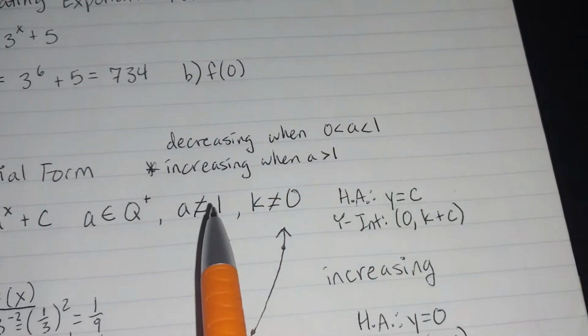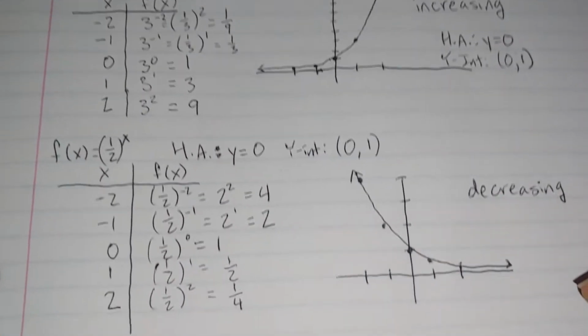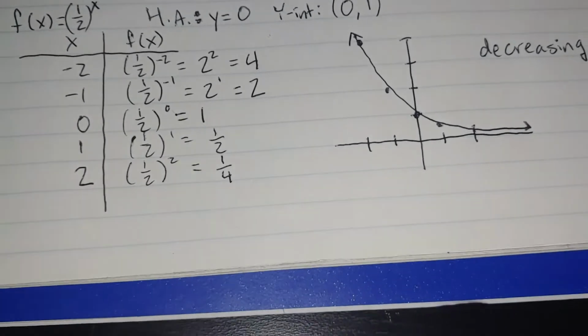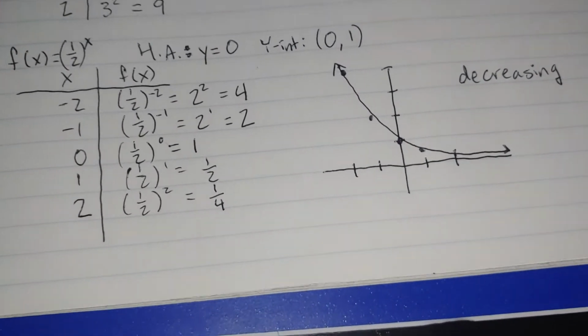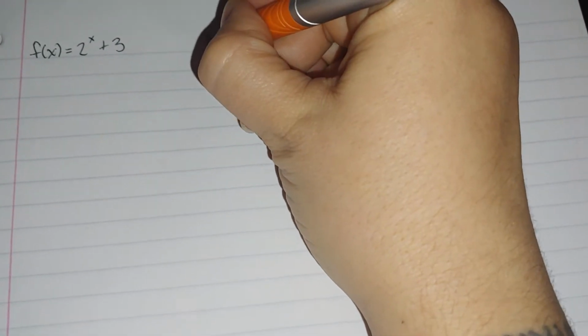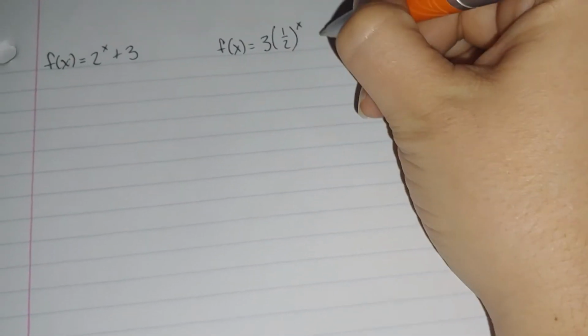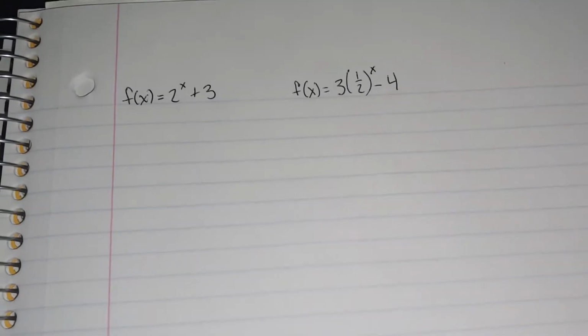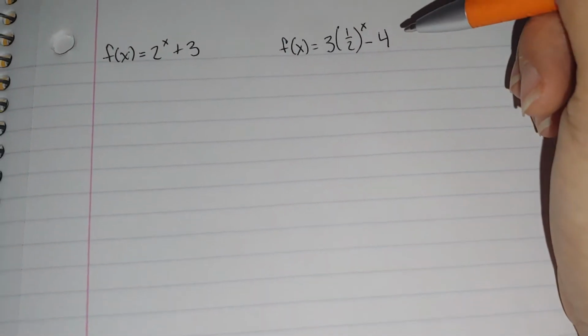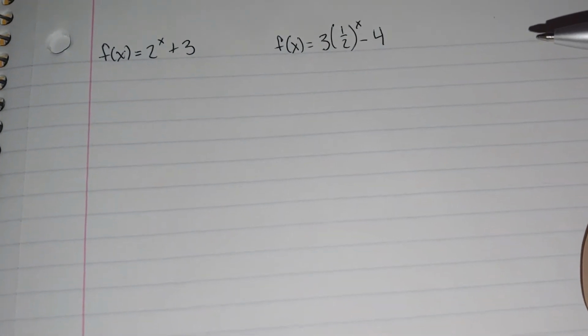Remember, don't put equal signs because a cannot equal 1. All right. What we're going to do now is I'm going to have you do a little bit of practice by sketching f of x equals 2 to the x plus 3, f of x equals 3 times 1/2 to the x minus 4. So I want you to go ahead and graph those. Just sketch it out here on your paper.